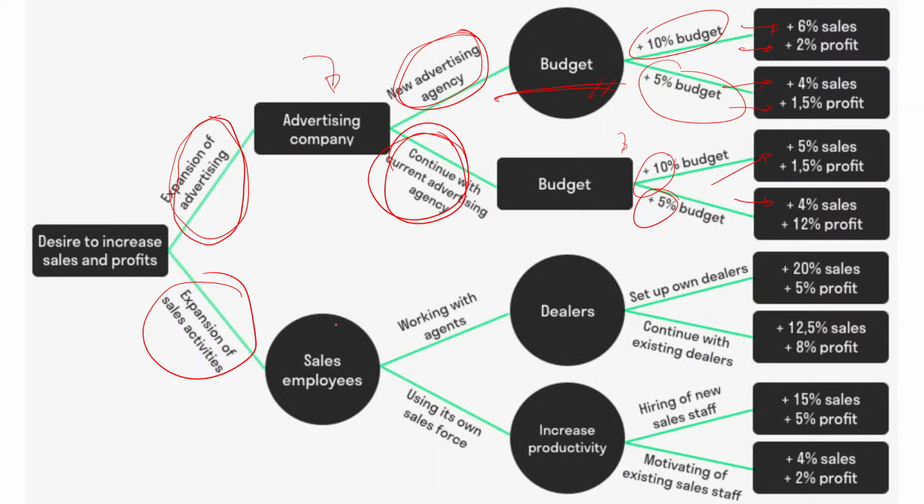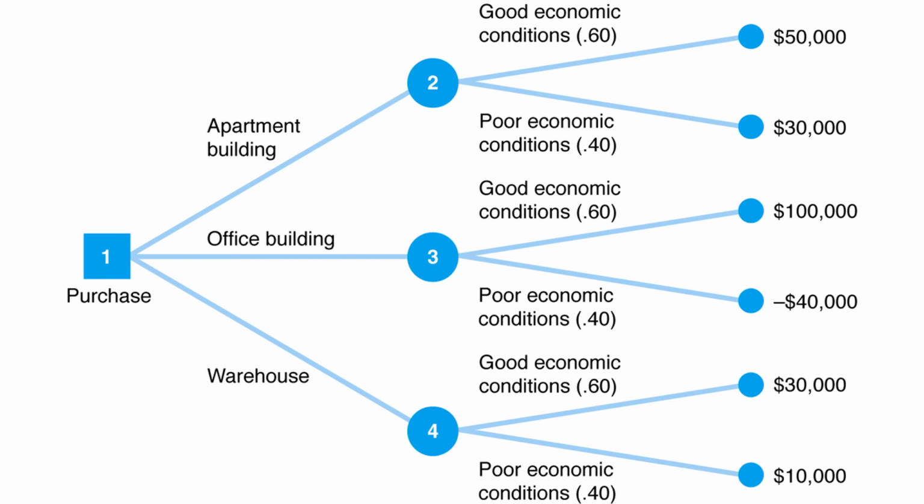So this is a decision tree, and you're going to decide your action based on this. And you can see that this is sequential. Okay, next. This one.